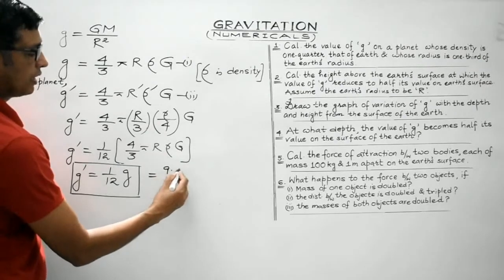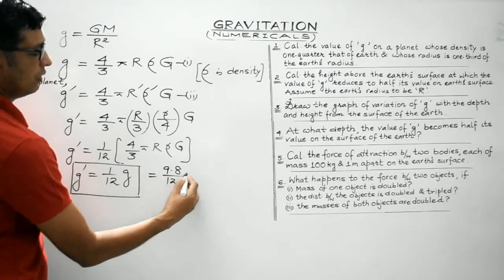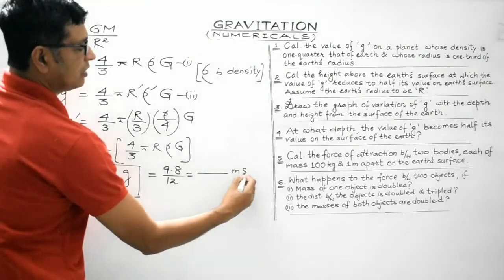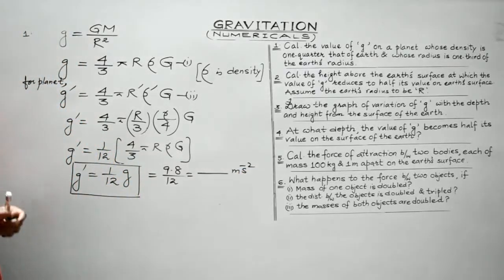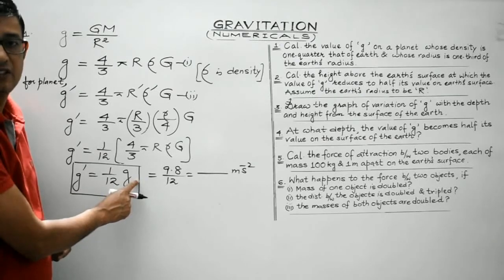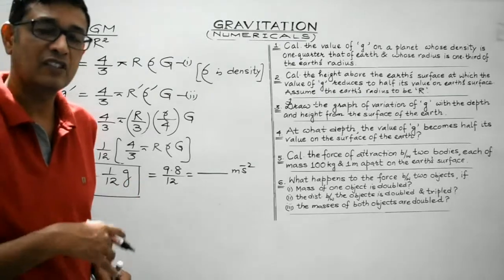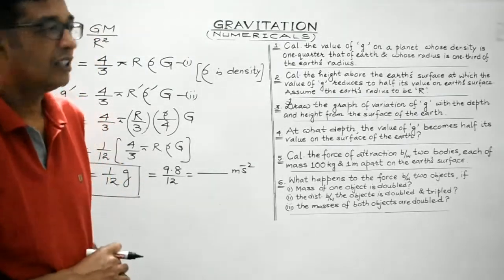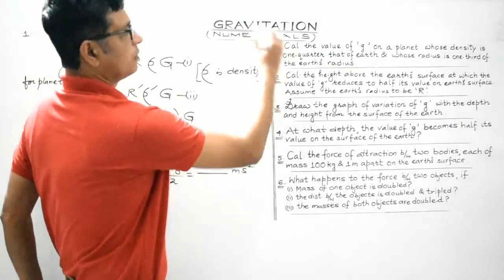You can get the numerical value as well. g is 9.8 on the Earth's surface, divided by 12. That will give you the answer in meter per second square. Clear, students? You can express the result in terms of small g as well. g is the value of acceleration due to gravity on the Earth's surface. So we are done with question number 1.